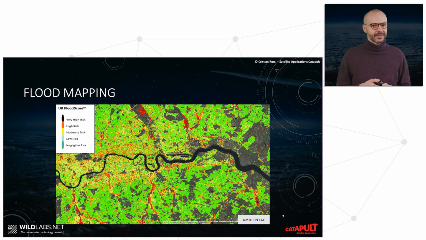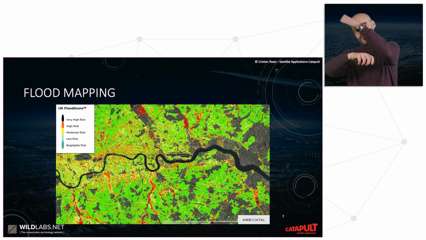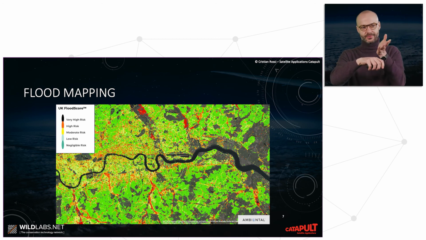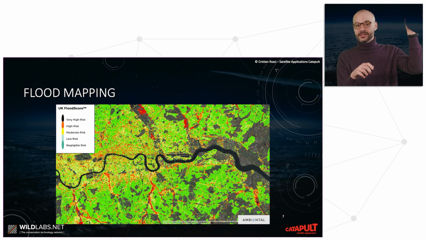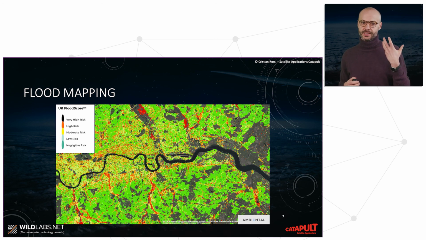The reason behind it is how SAR behaves with water. Water is mainly a mirror to SAR, because our signal bounces off the water and then bounces back, but the bouncing is not directed towards the sensor, it is mirrored away. Therefore, we have very little signal for water, and it's quite easy to detect water and therefore to detect flooding.